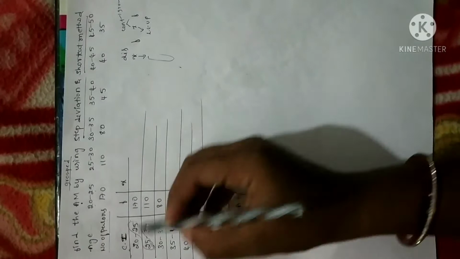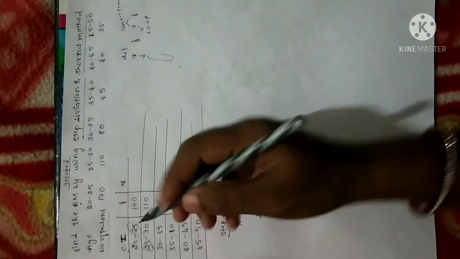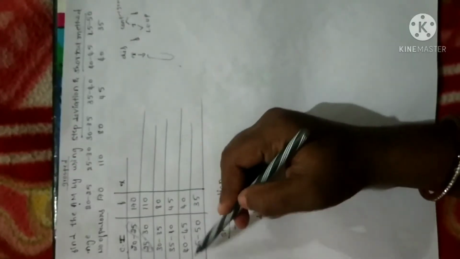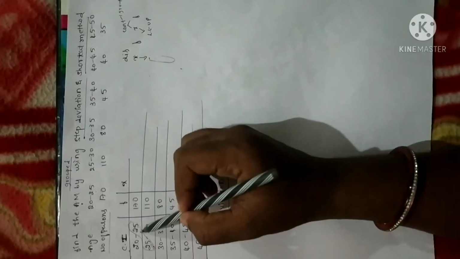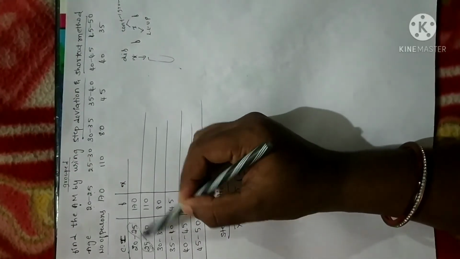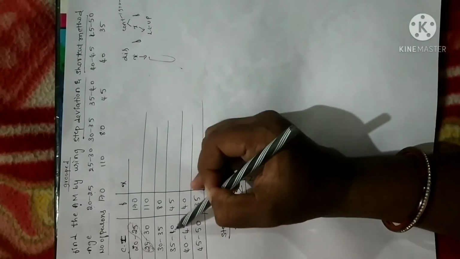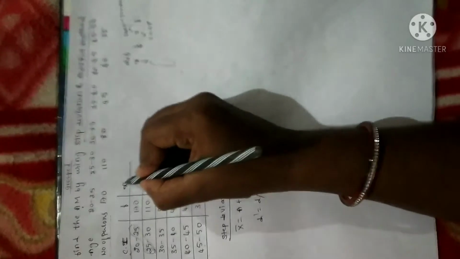So before solving the problem, make sure the data is in exclusive form. If it is inclusive, we have to convert it into exclusive. I'll explain that method later on, but make sure here we have continuous grouped data. See here: 25, 25, 30, 30, 35, 35, 40, 40, 45, 45. So anyhow we have continuation. Now let me find x.